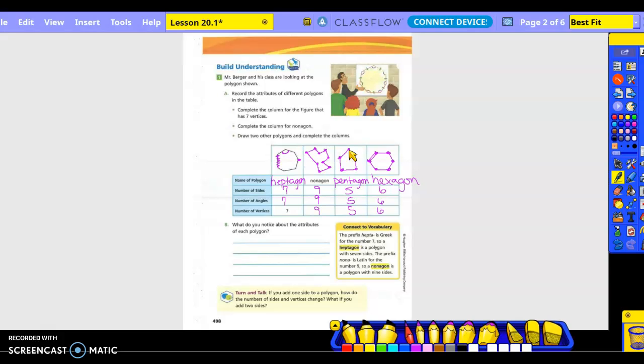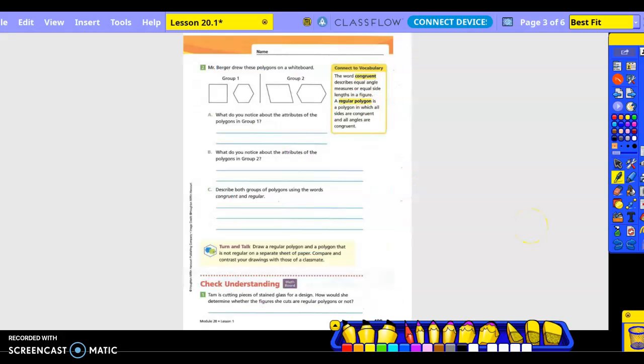The prefix nona is Latin for the number 9. So a nonagon is a polygon with 9 sides. That's what we just said just a little bit ago, right? Okay. The word congruent describes equal angle measures or equal side lengths in a figure. A regular polygon is a polygon in which all sides are congruent and all angles are congruent.